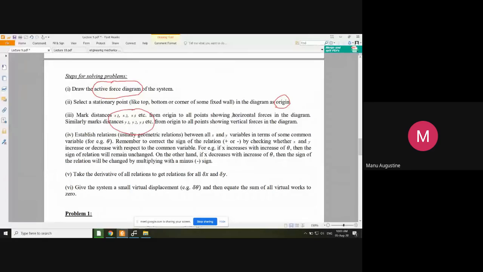For horizontal forces, mark the distances as x1, x2, x3. For vertical forces, mark the distances as y1, y2, y3. Now y1, y2, y3, y4 will come into the equation if there are multiple vertical forces. If there is only one vertical force, obviously you can simply use the distance as y. And if there is only one horizontal force, you don't have to use x1, x2, x3. You can simply use a single x. That is common sense and common logic. I don't have to specifically tell you that.